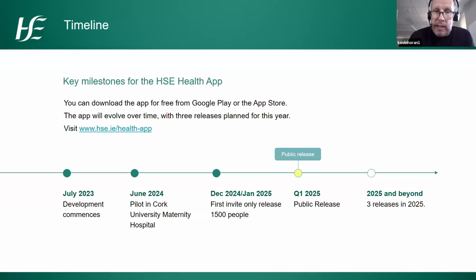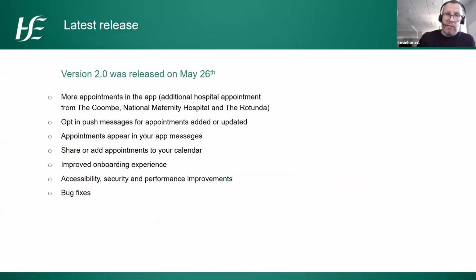We're due to have 3 releases this year, so that's after the initial launch. And we had the first of those, or the second rather, version 2.0 of the app, released on May 26th. So this saw us extend some of the functionality in the app, mainly around collecting more data. The first release of the app had the maternity appointments. The second release saw more appointments from some of the hospitals that we have appointments from, so the Coombe National Maternity Hospital and the Rotunda.